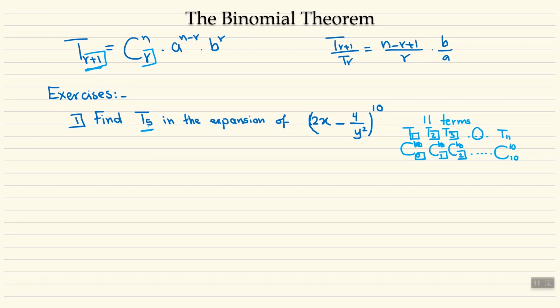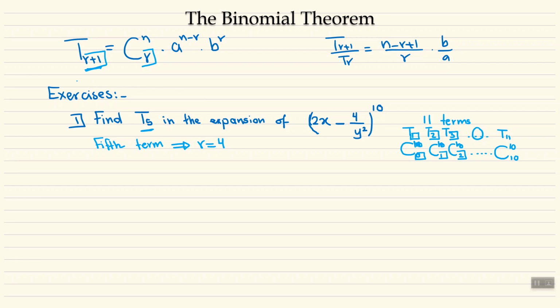So if they want T5, the order of the term is 5. So as long as it is the fifth term, then this means that r is equal to 4, because the term number is more than r by 1. So if it's the fifth term, then it means that r is equal to 4.